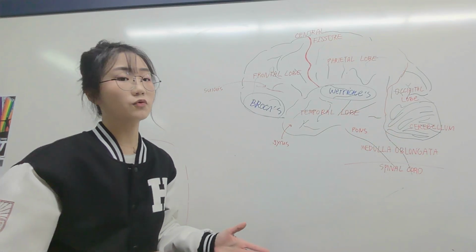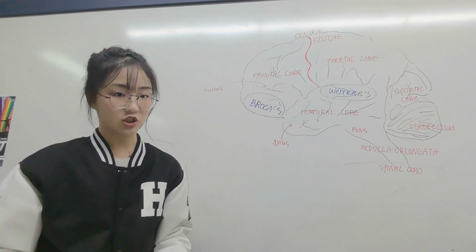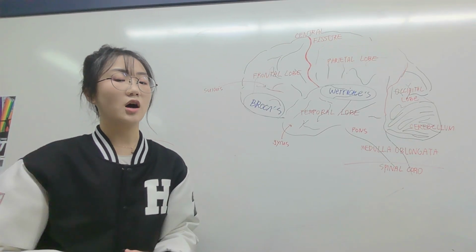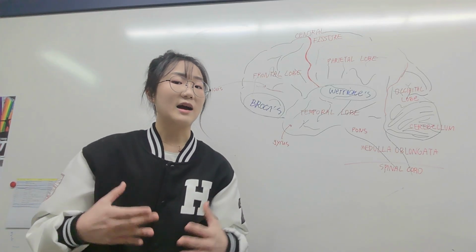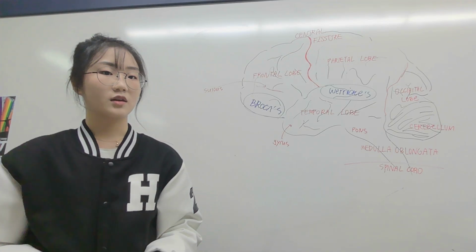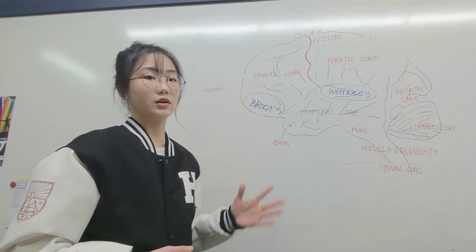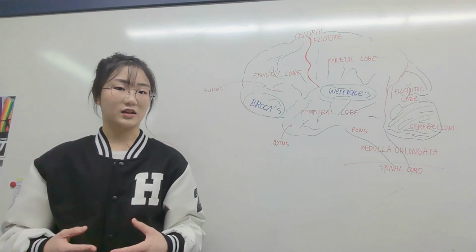Wernicke's area is located in the posterior part of the superior temporal gyrus. It is responsible for language comprehension. Damage here causes fluent aphasia, where speech sounds fluent but lacks meaningful content. These two areas work together to make effective communication.